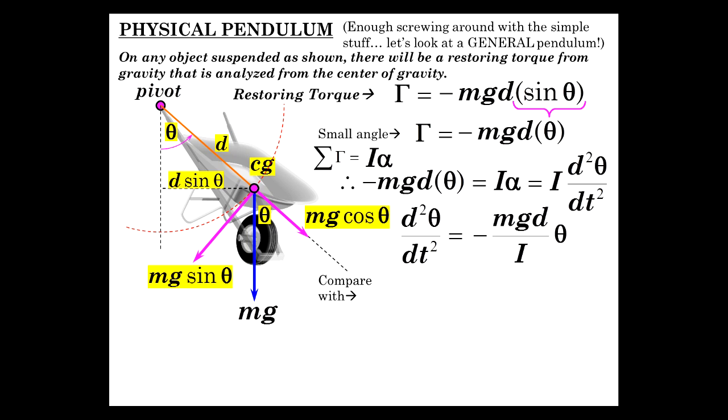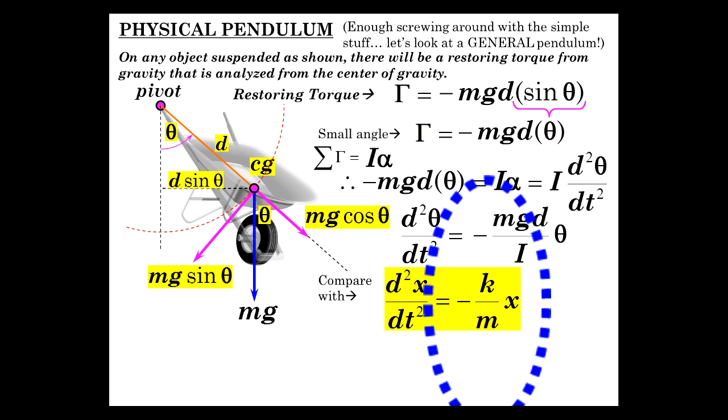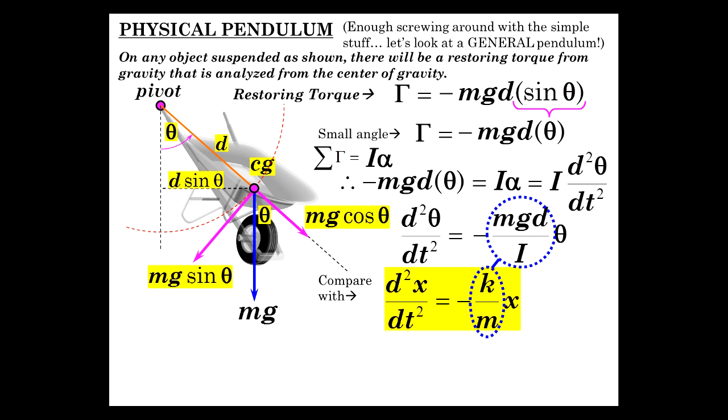And of course, if you compare this with our standard beginning differential equation for simple harmonic motion, d squared x dt squared is minus k over m x, we have this wonderful comparison. Hey, if it's got the right form, let's call a spade a spade. Oops, sorry, used that one already. Well, anyway, once again, this is simple harmonic motion.